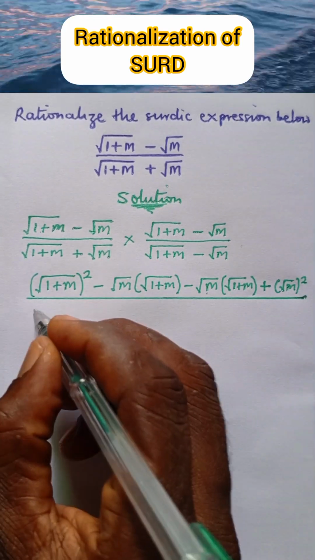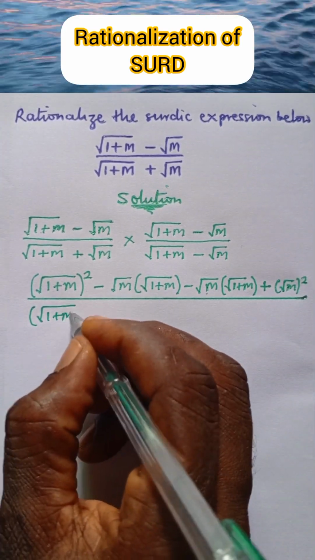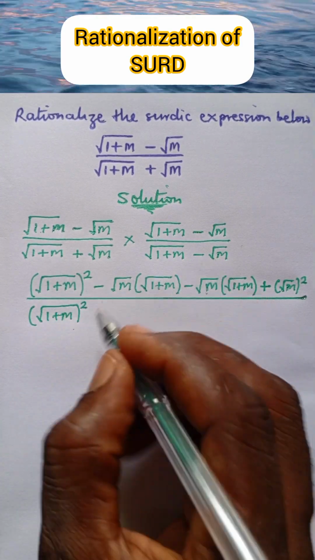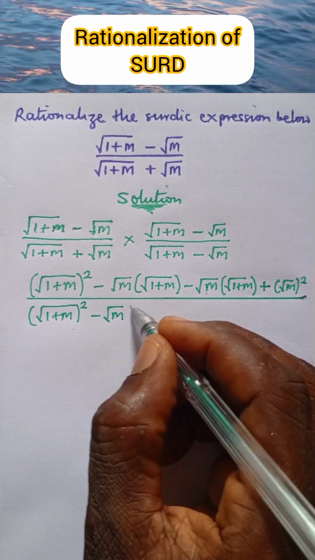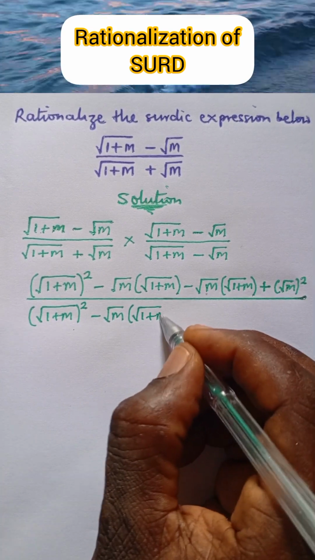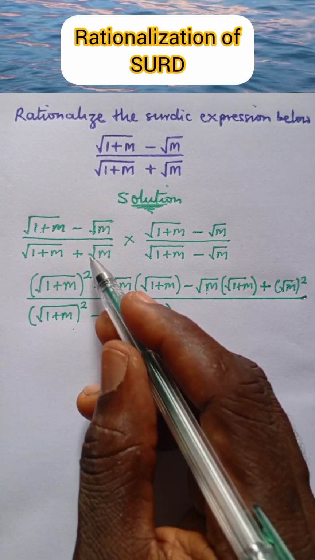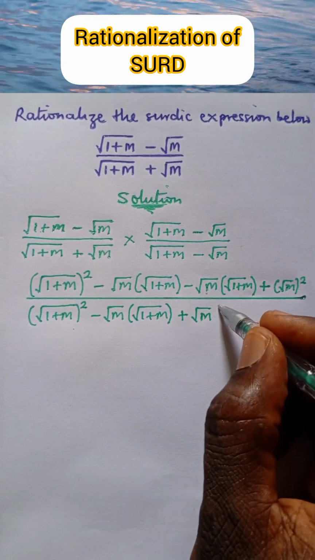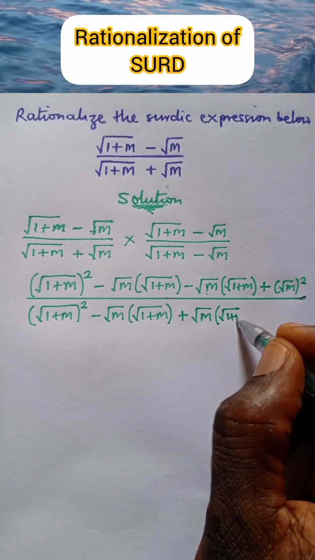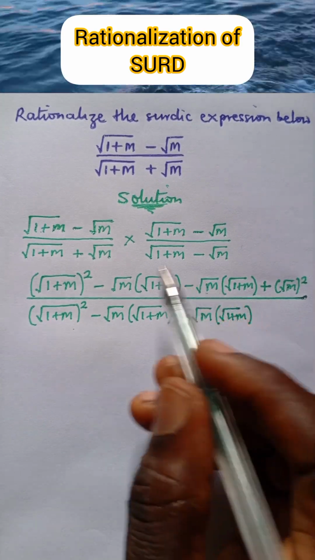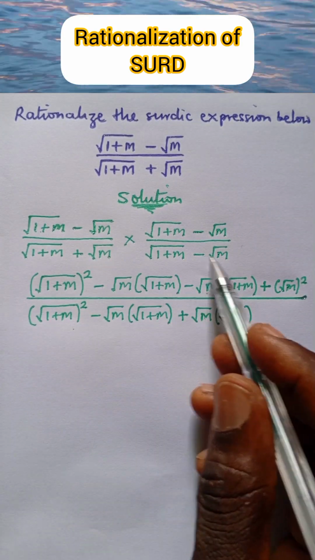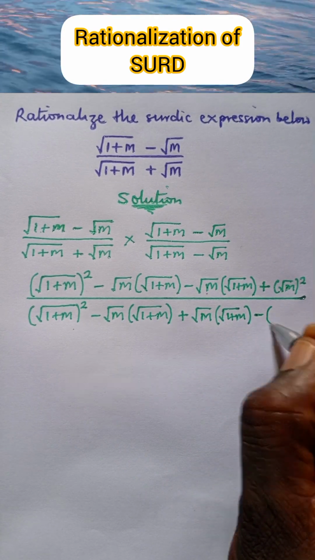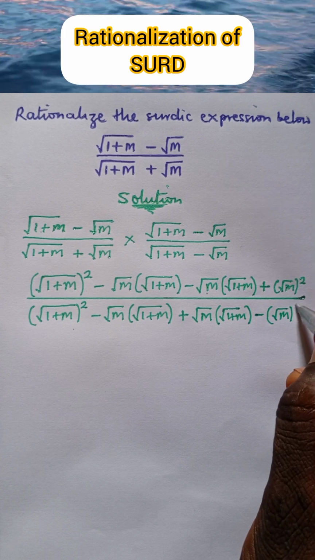This multiply this, we have the same thing here, root 1 plus m square. Then root 1 plus m multiplies negative root m, still gives us negative root m in bracket root 1 plus m. Now, root m multiplies root 1 plus m gives us positive root m in bracket root 1 plus m. And then positive root m multiplies negative root m gives us negative root m square.